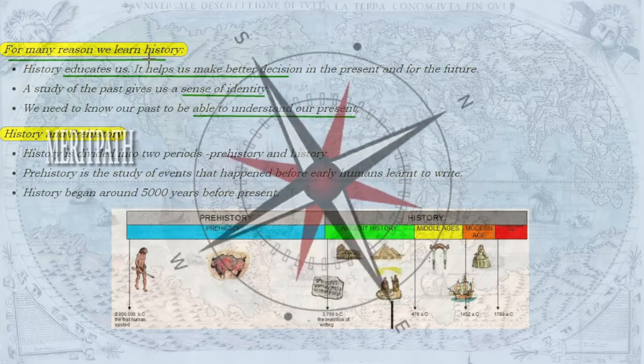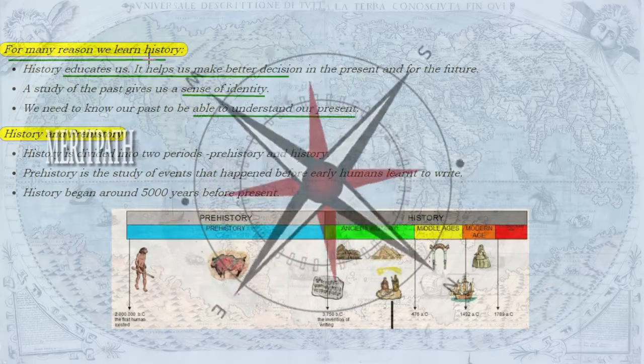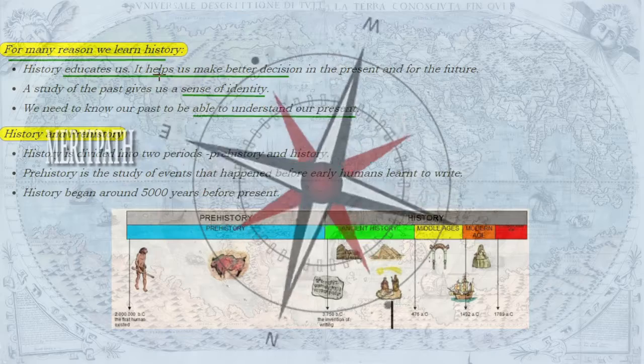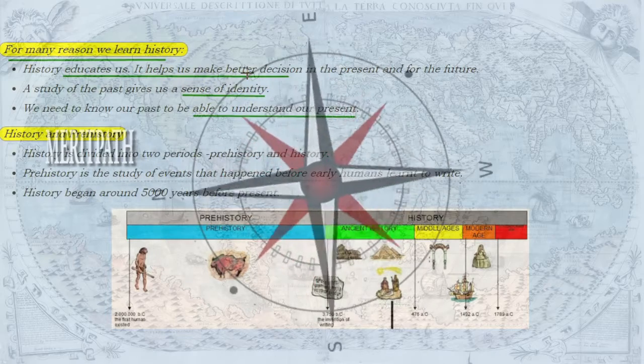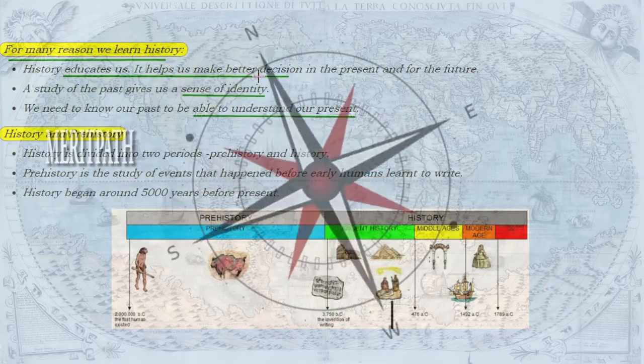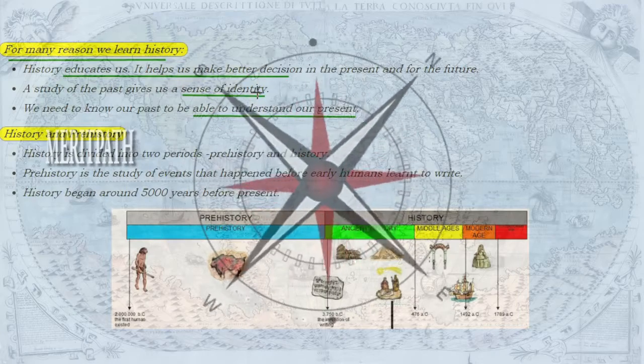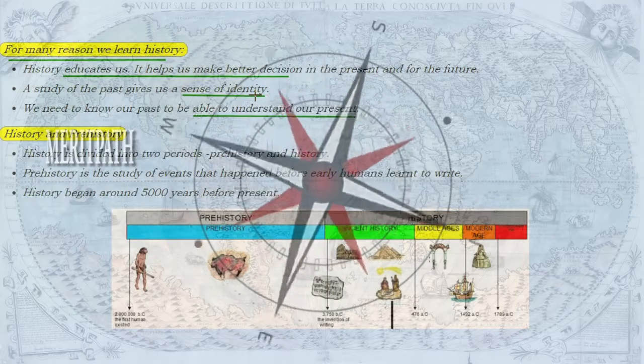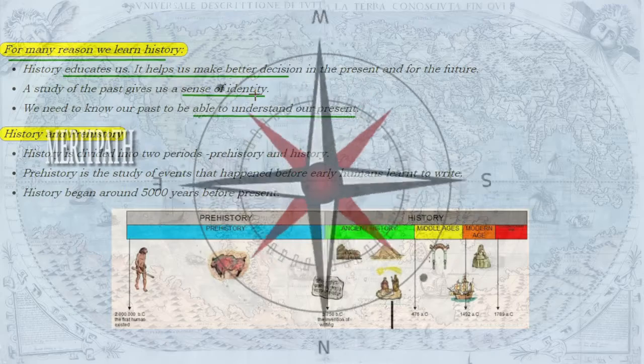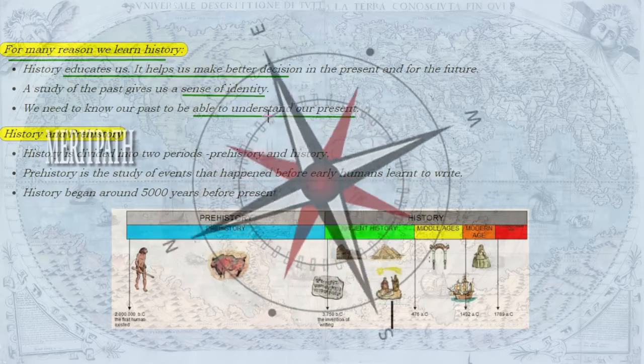And what are the reasons why we learn history? History educates and helps us in making important and better decisions in the present and for the future. And history gives us a past sense of identity. If we know our past, we are able to understand our present.